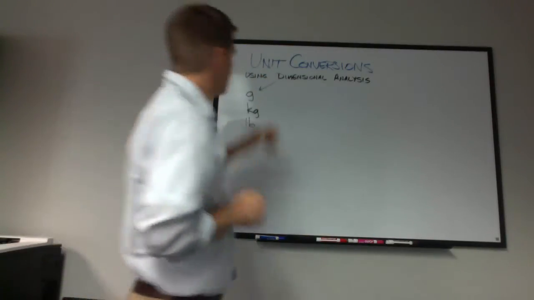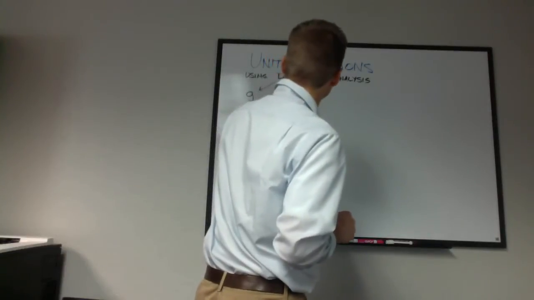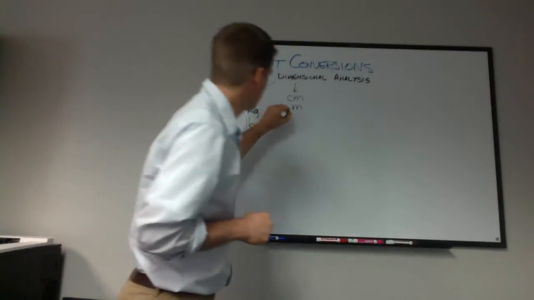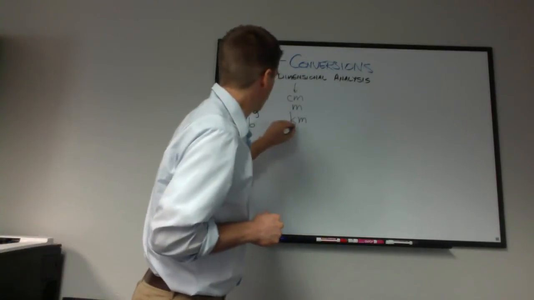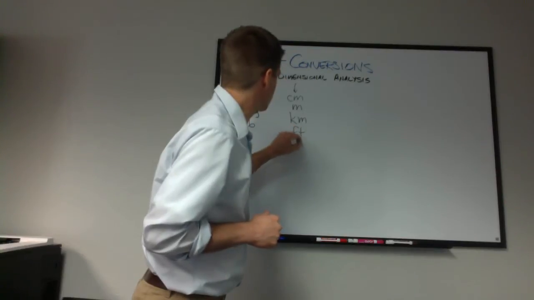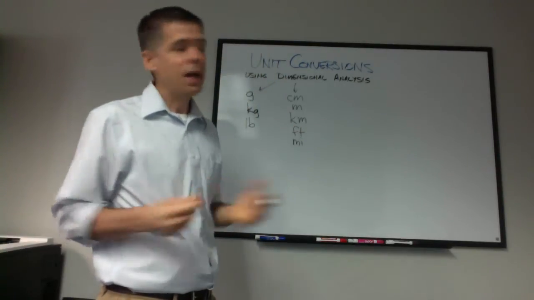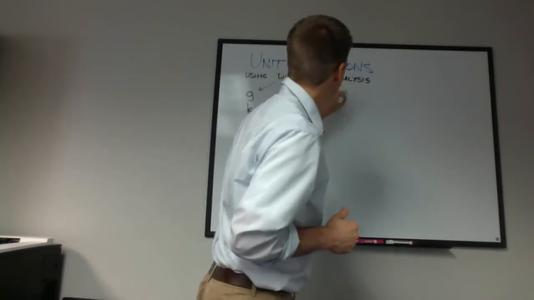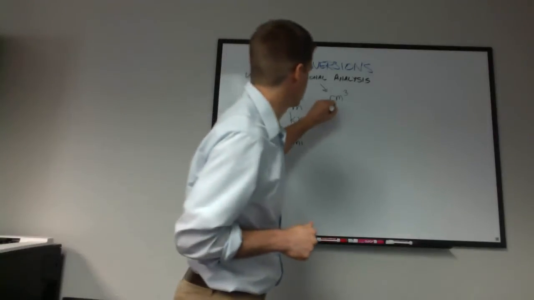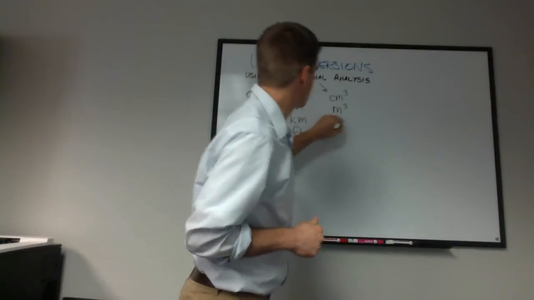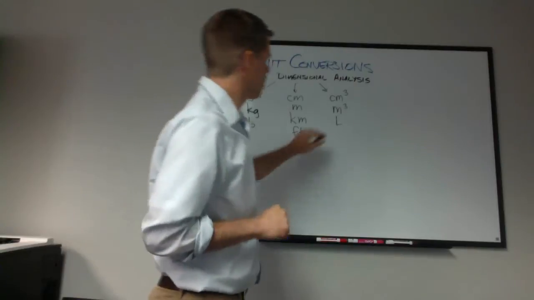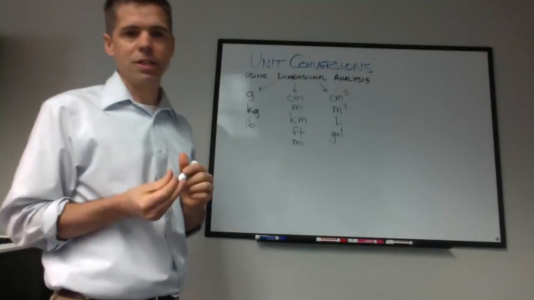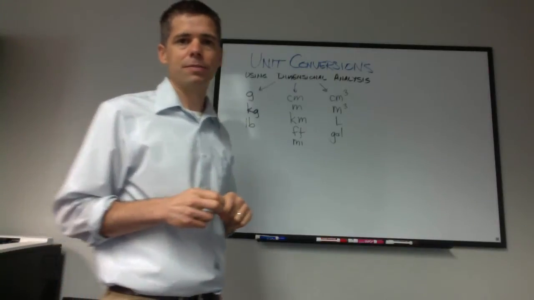If you're measuring dimensions such as length, you're using centimeters or meters. You may also use kilometers if it's a long distance, or feet and miles. These are the dimensions we use for measuring distance. And if you're measuring something like volume, well, volume can be measured in cubic centimeters or cubic meters. More commonly, we would use something like liters, or sometimes we measure volume in gallons. These are the units or the dimensions that we use in dimensional analysis.